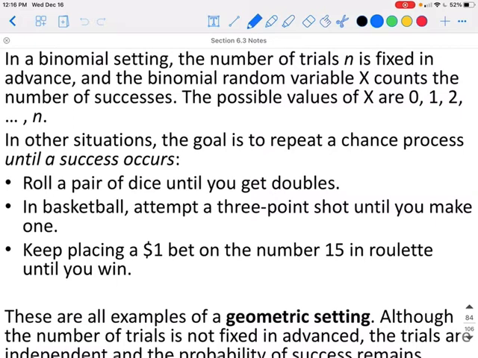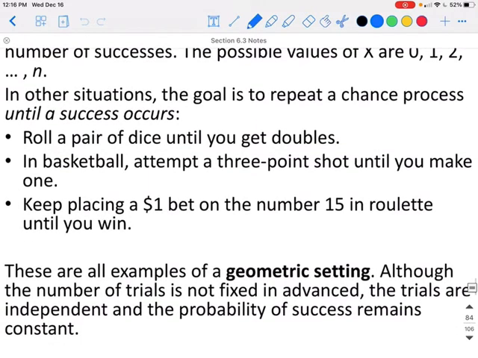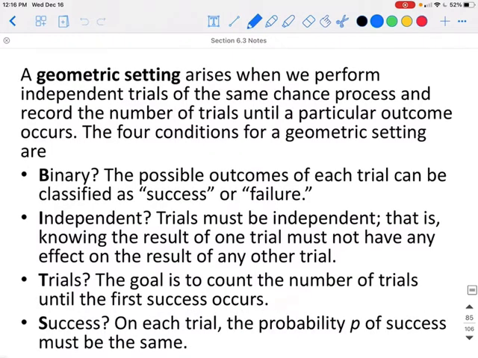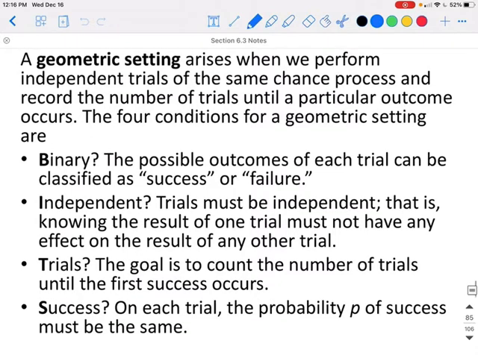Roll a pair of dice until you get doubles. In basketball, attempt a three-point shot until you make one. Keep placing a $1 bet on the number 15 in roulette until you win. These are all examples of a geometric setting. Although the number of trials is not fixed in advance, the trials are independent and the probability of success remains constant. So when you have a geometric setting, you will have to check BITS instead of BINS.